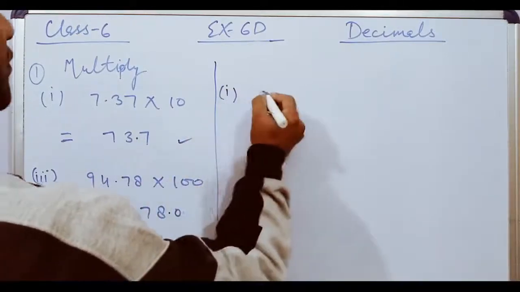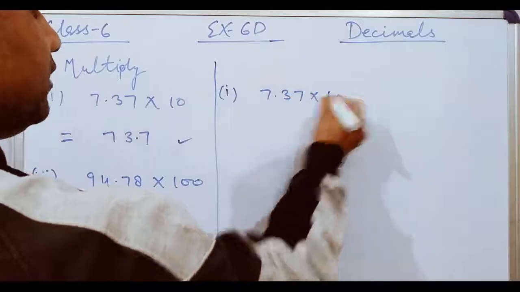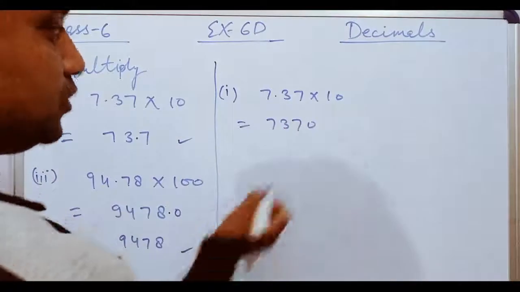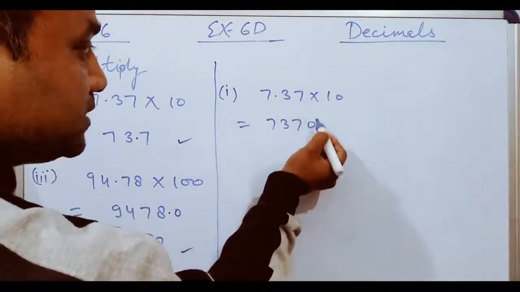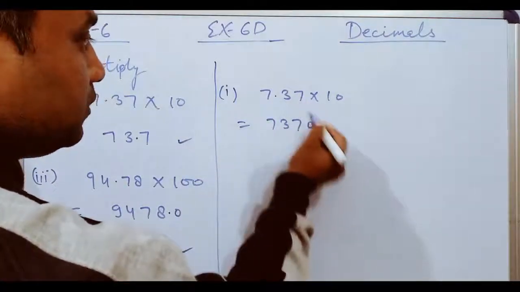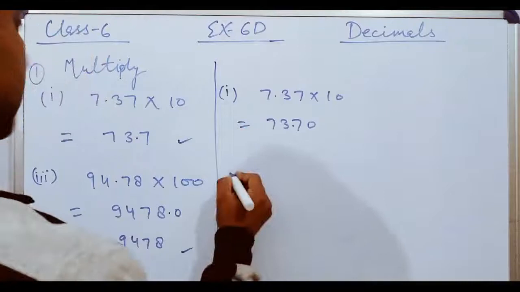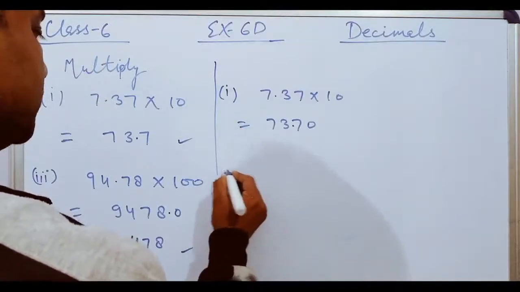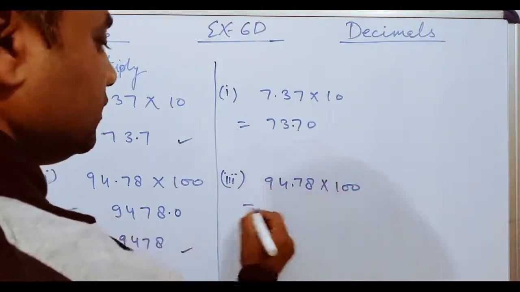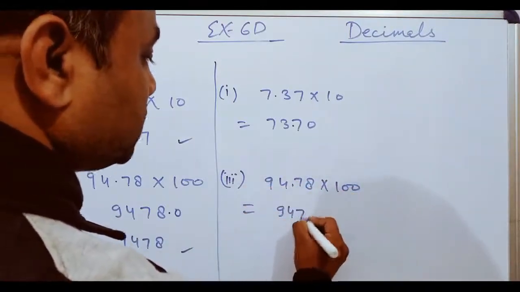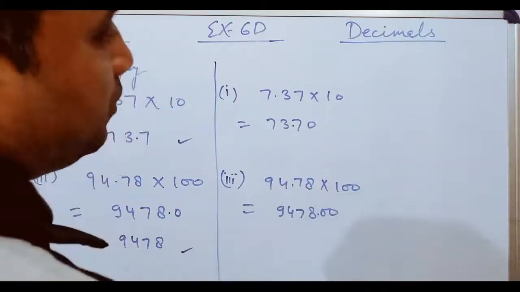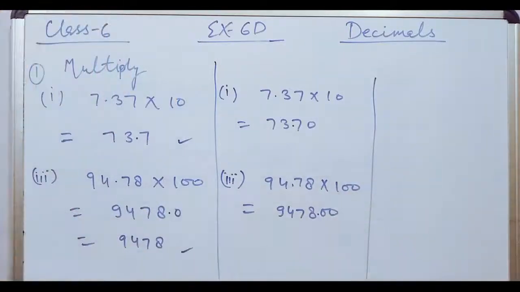Then first part, 7.37 into 10. When we multiply by 10, then it has one 0. You can put the decimal after one digit on the left side. Okay, then this is another method, dear students. 94.78 into 100. What to do here? 94.78 has two 0s, so you put the decimal after two digits on the left side. Okay, like this you have to do.